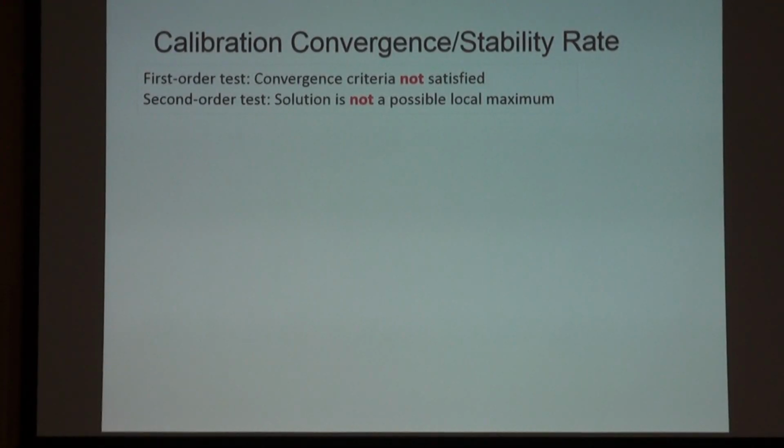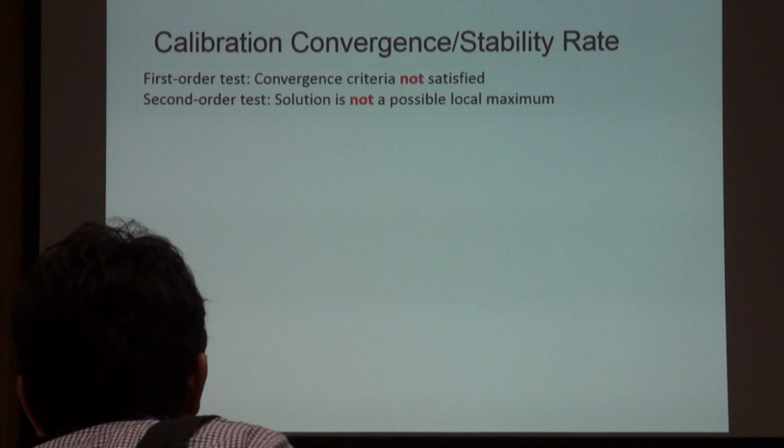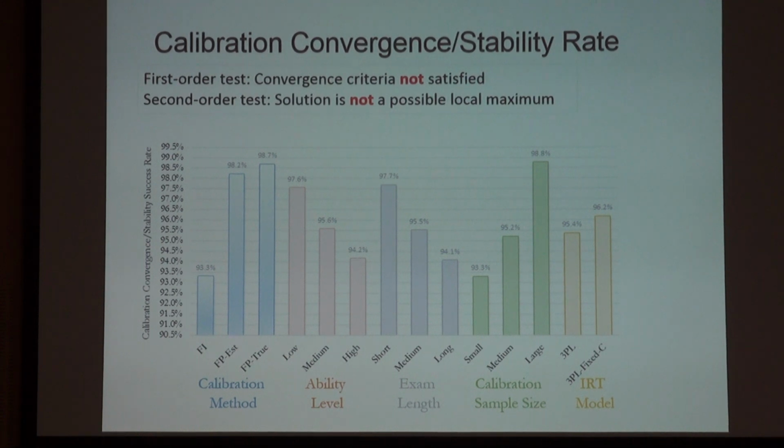Before comparing the item parameter recovery accuracy, we look at calibration convergence and stability results. If either test failed, we should be cautious about using the estimates as final values for future scoring. So here are the results for the main factors.